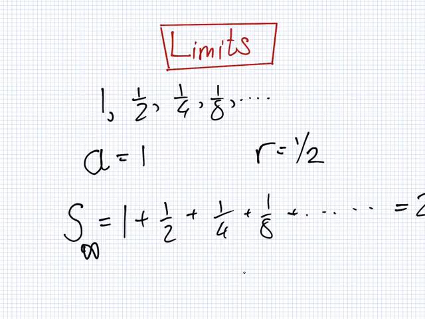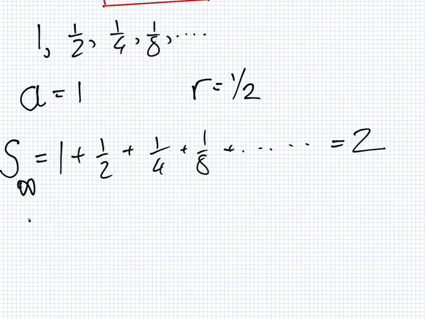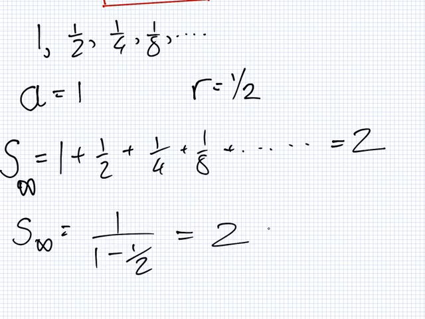So let's test my formula to see if I do get 2. What's the a? It's 1. And what's the r? A half. And if you type that in, you do get 2. So my formula works.